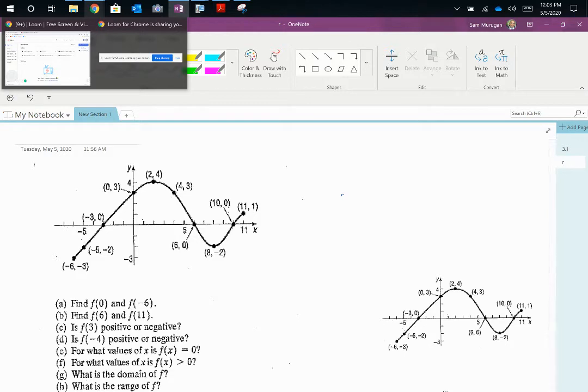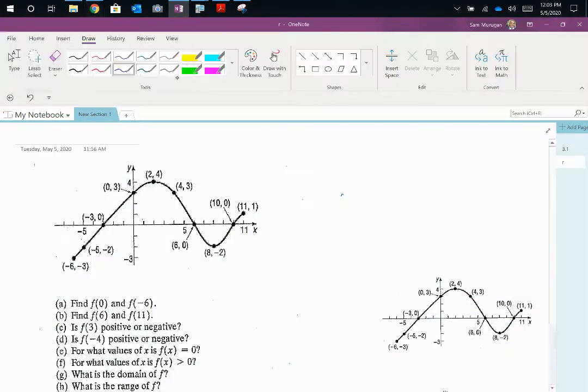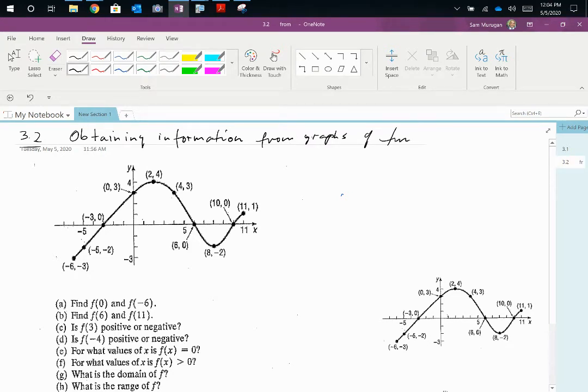Okay, so chapter 3.2, which is obtaining information from graphs of functions.